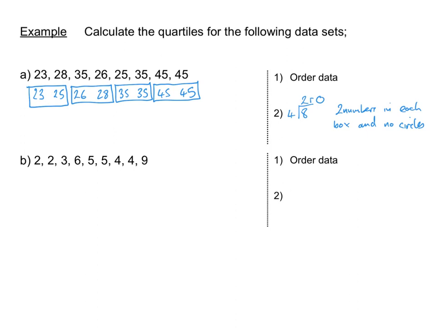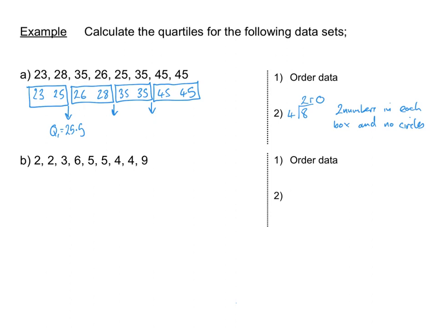Now remember, the quartiles are the values that split the data into 4. So my quartiles will be found in this gap here, this gap here, and this gap here. So I can put arrows down from each of those gaps and write down my 3 quartiles. Now Q1, the lower quartile, is the value halfway between 25 and 26, and therefore Q1 is going to be 25.5.